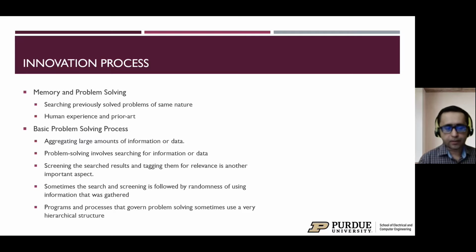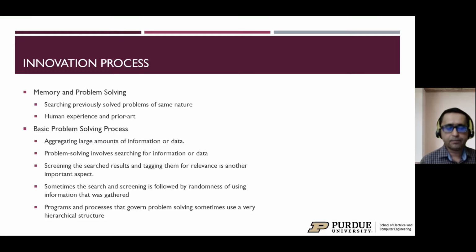So, memory and problem solving. It doesn't necessarily refer to everything memory, but it's mainly about searching previously solved problems of the same nature. This could involve patent search, an actual physical search of records, or human experience, what we call prior art. So one way of approaching innovation is to first find out what others have done, what has been done in the same organization, whether we already have a solution, before we actually invest in innovation.